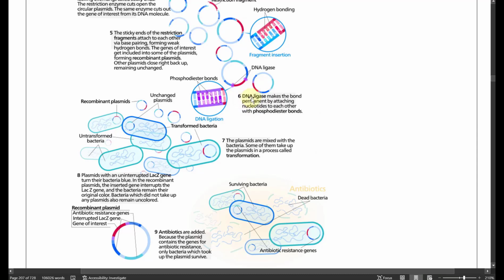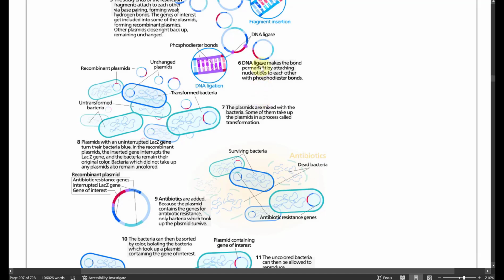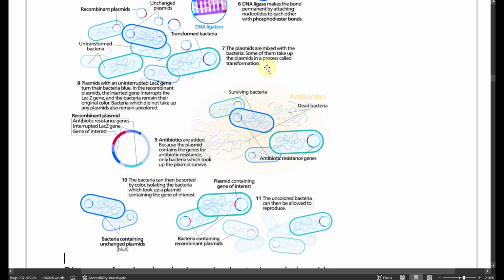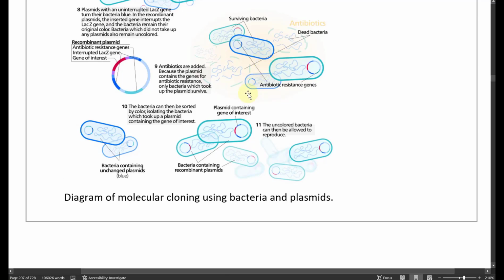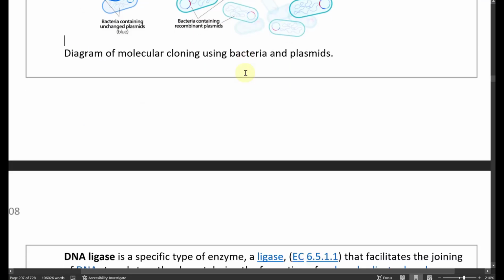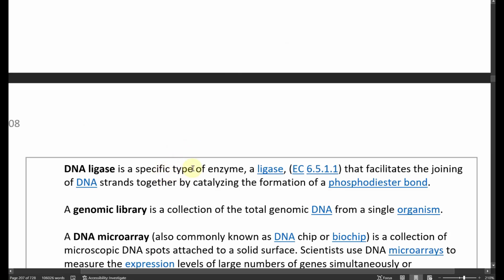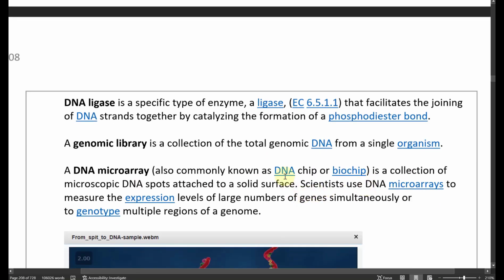So we had the DNA ligase. I've been calling it ligase, but Google apparently pronounces it differently. Okay, so that's an interesting pronunciation. Let's read up on that. So DNA ligase is a specific enzyme. I'm saying both just because I think the actual pronunciation is one way, but Google's pronunciation says another. It facilitates the joining of DNA strands together by catalyzing the formation of a phosphodiester bond. So we go over that one.